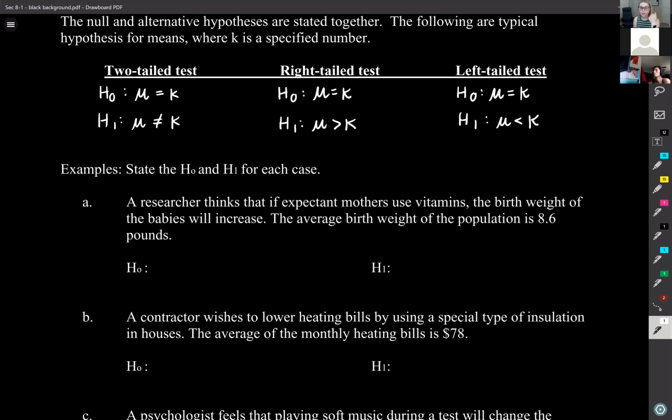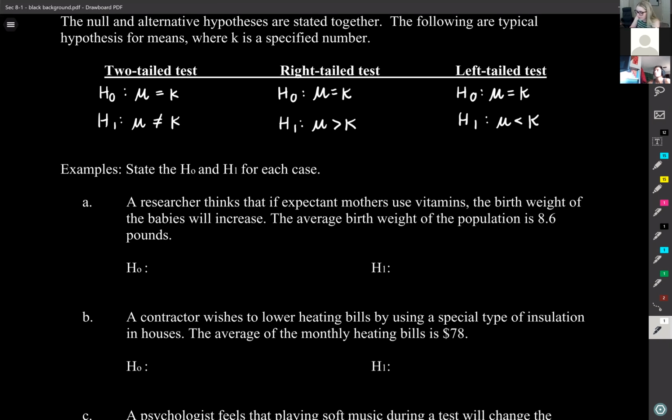So if my researcher thinks that the birth weight will be greater than 8.6, that's what I would like to accept as being true. You don't go into an experiment with a hypothesis, and at least I don't think usually you go in wanting to reject what you think is true. You want to gather enough evidence to conclude that what you thought was correct. So if the researcher thinks that the birth weight is going to increase, that's going to be our alternative hypothesis because that's what we want to accept.